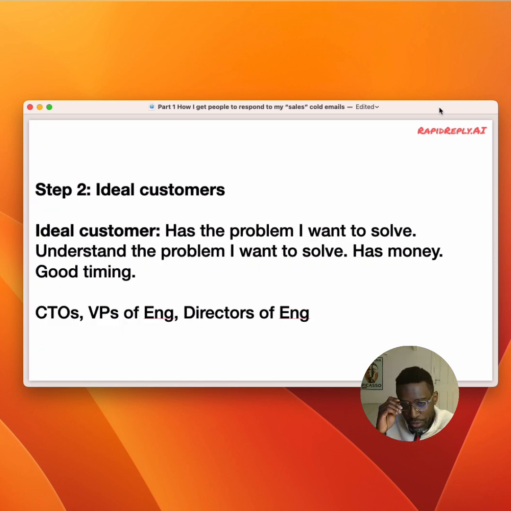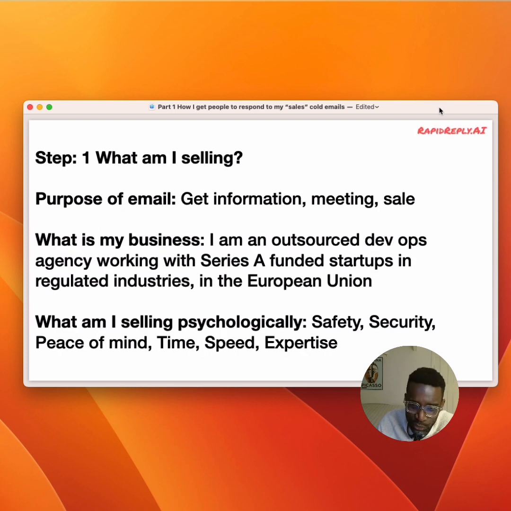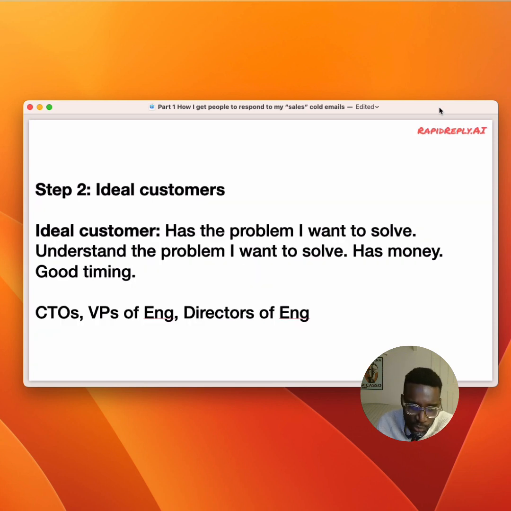All right, next you're going to figure out who is your ideal customer. If I just go back one, you'll see that I chose an outsourced DevOps agency as my business. So my ideal customers are likely CTOs, VPs of engineering, that kind. And of course, in the classic sense, they have to have the problem that I want to solve, understand the problem I want to solve. They need to have money. And of course, timing is important too. That's more difficult to control.